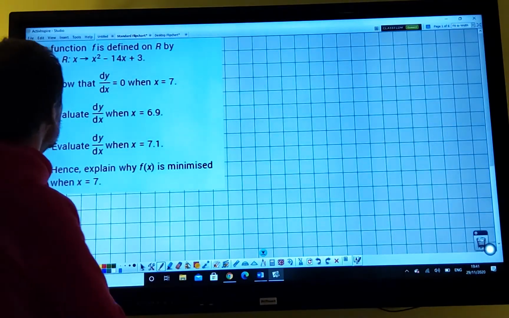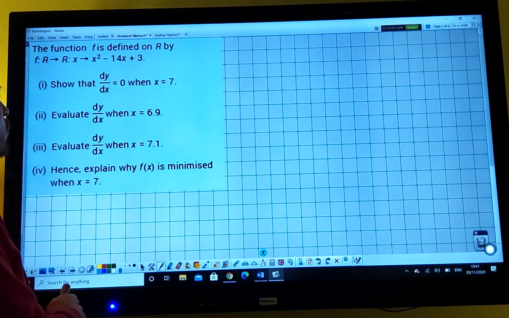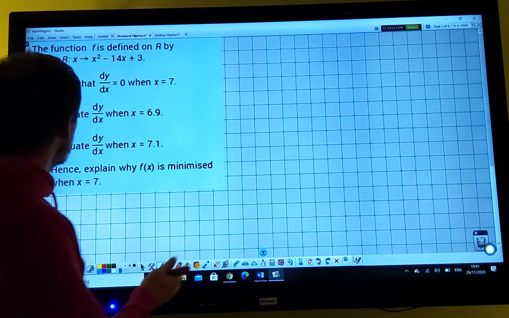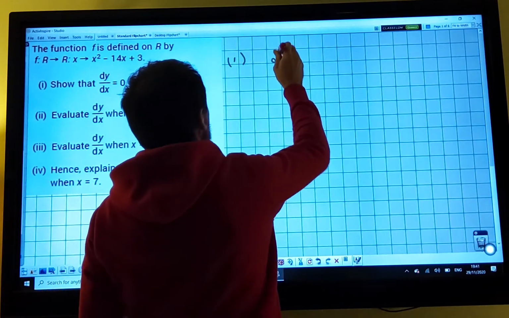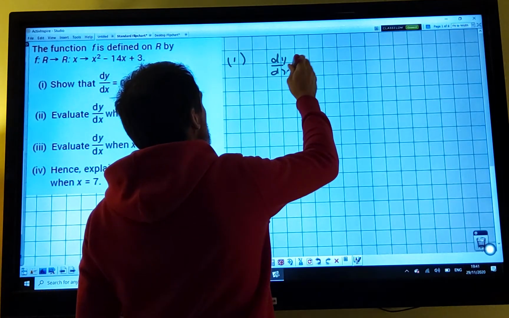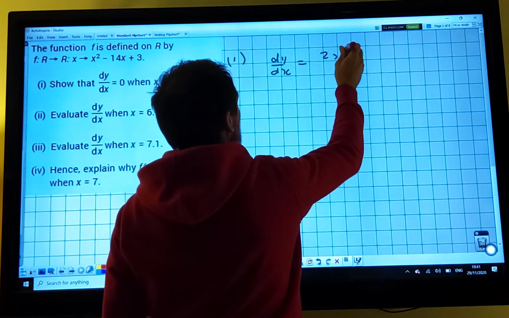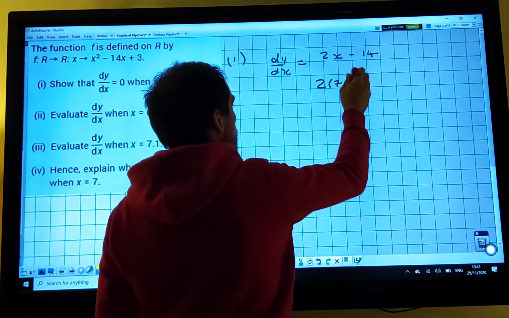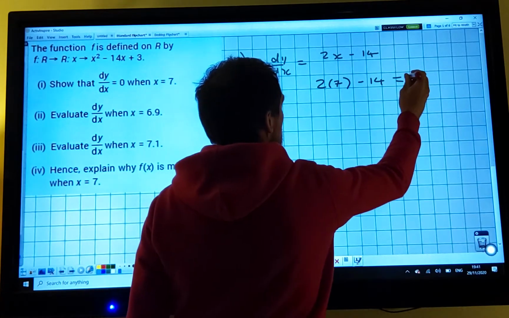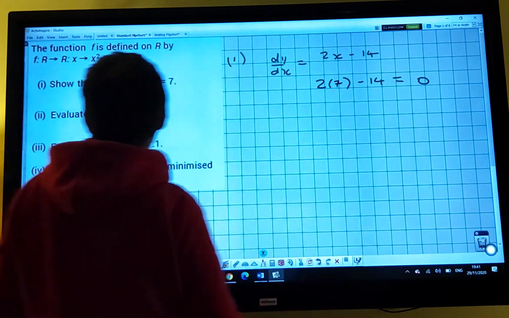So you're given this question here: the function f is defined by x goes to x squared minus 14x plus 3. Show that dy/dx equals 0 when x is equal to 7. So to do that, you get dy/dx. So dy/dx in this case will be equal to 2x minus 14. And when x is equal to 7, 2 times 7 minus 14 is equal to 0.